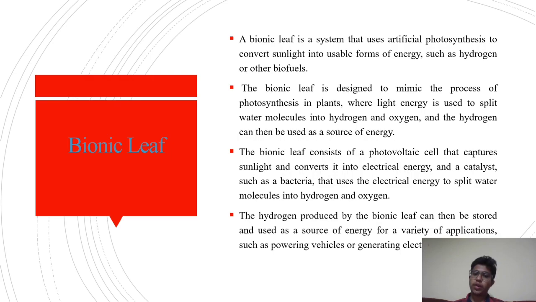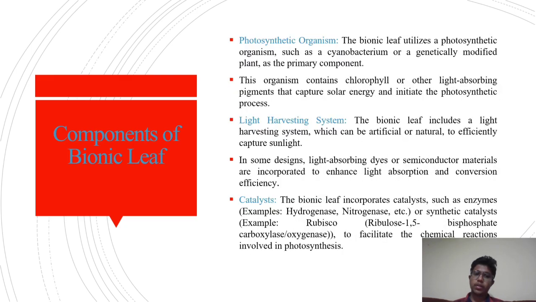The bionic leaf consists of a photovoltaic cell that captures light and converts it into electrical energy, and a catalyst and bacteria. The hydrogen produced by the bionic leaf can be stored and used in a variety of applications, such as powering vehicles or generating electricity.